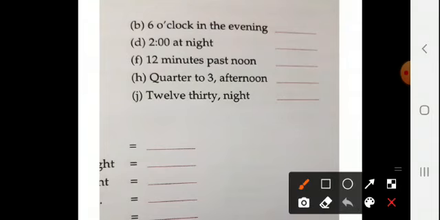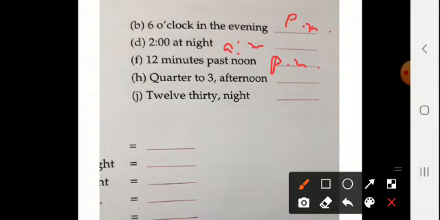6 o'clock in the evening. In the evening we will directly write PM. 2 at night. It is AM. 12 minutes past noon. That means afternoon. This is lunch time. So here what is it? PM. Okay.